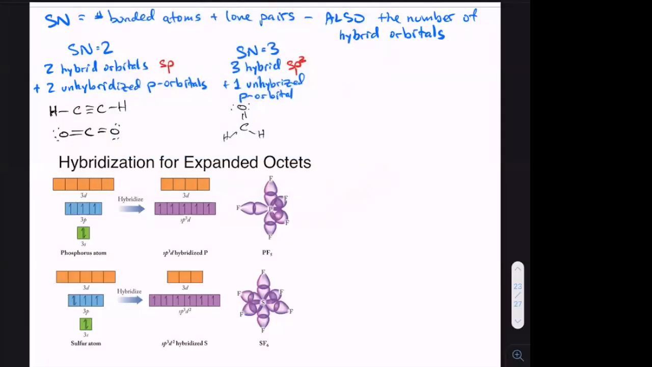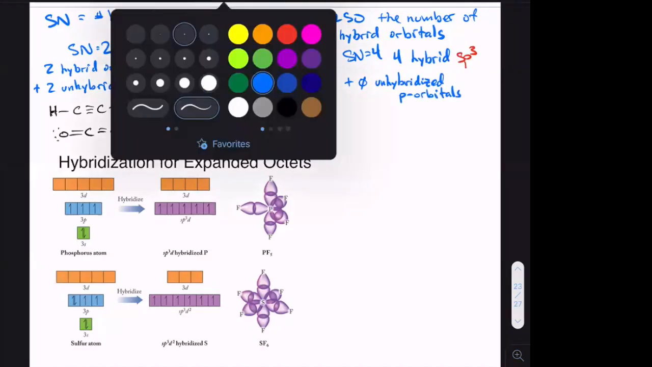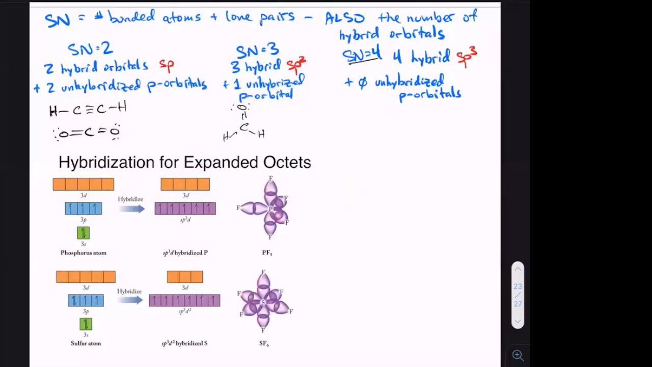And then, of course, last week we started with SN4. That's where you're going to have 4 hybrid orbitals. And those are sp3 hybrid orbitals, which means you have no unhybridized p orbitals. And we looked at a number of molecular geometries that you get with SN4.